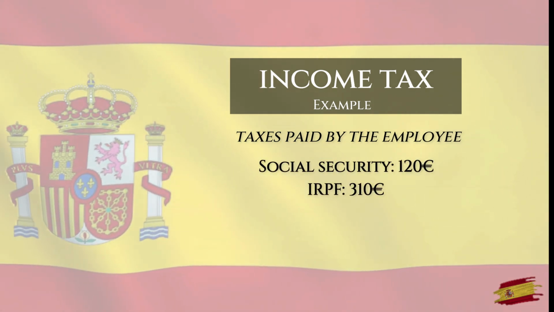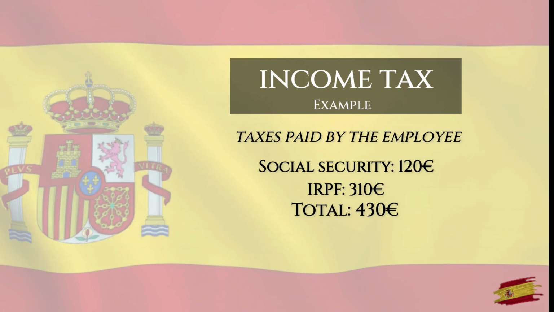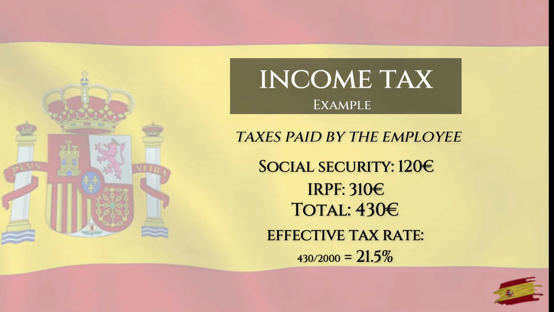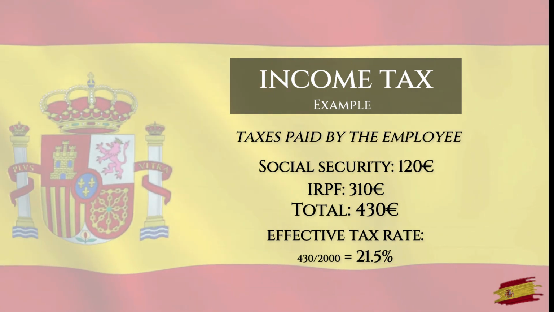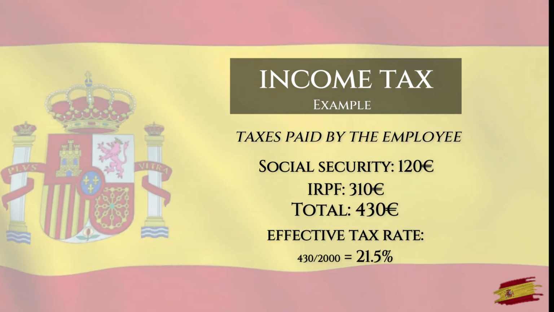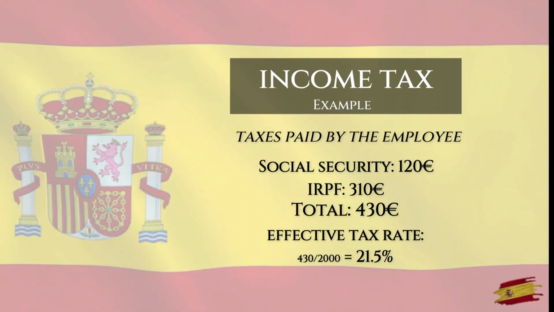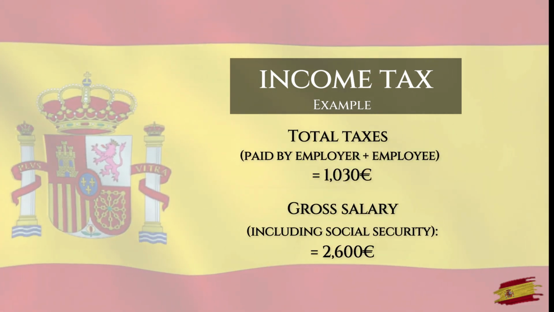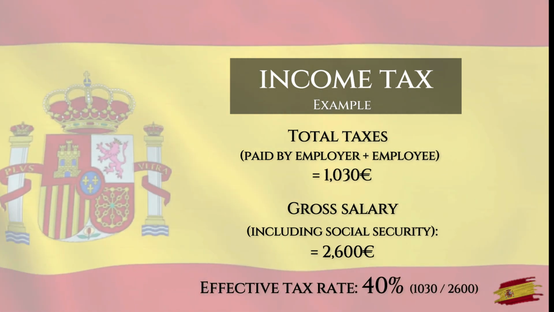Well, it is tempting to say that it is simply the 120 plus 310, which is what will appear on your payslip. This would give an effective tax rate of 21.5%. However, since the Social Security contribution paid by the employer is also a tax regardless of who pays it, your actual effective tax rate is 600 plus 330 divided by 2,600, which is almost 40%.